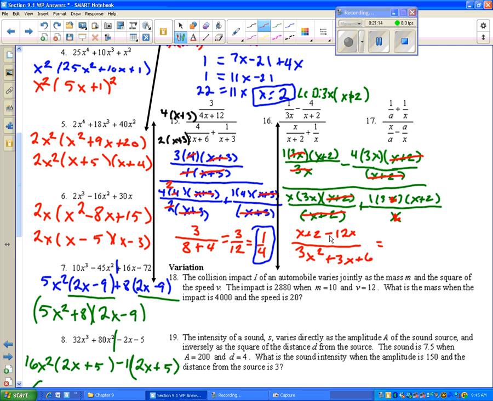Combine like terms, x minus 12x is negative 11x plus 2 over 3x squared plus 3x plus 6. That should be my final answer.